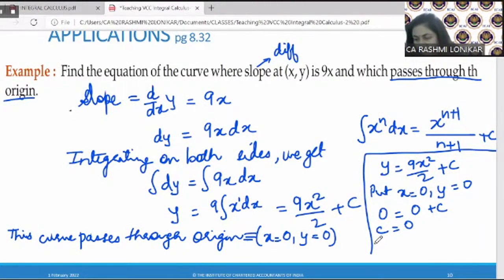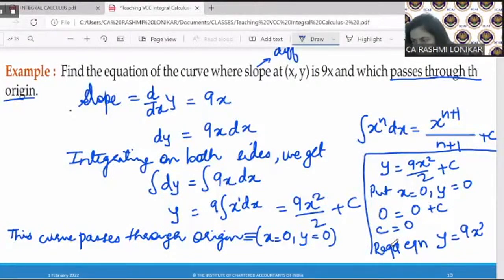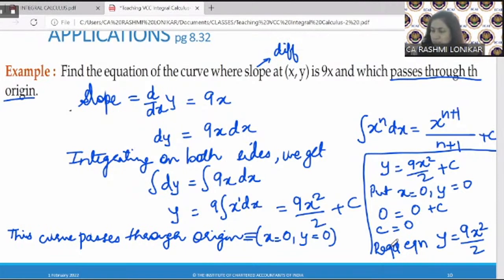So, required equation is what? Required equation is y is equal to 9x square upon 2. Okay, so required equation is 9x square upon 2. Okay, is that clear?